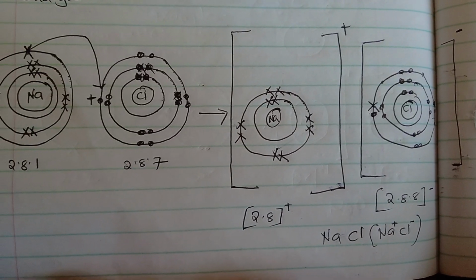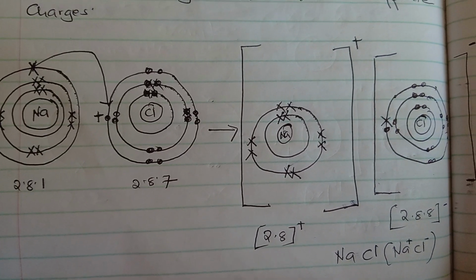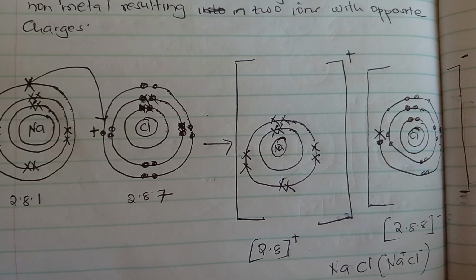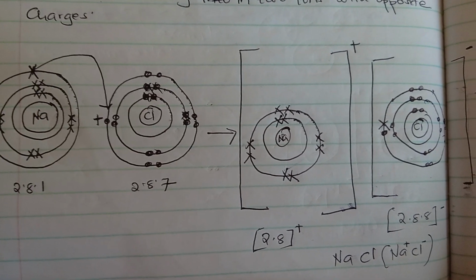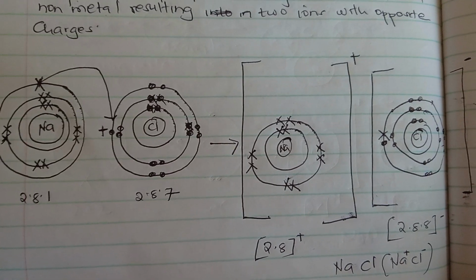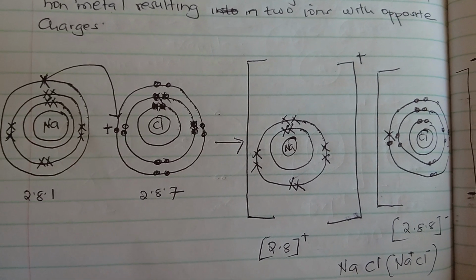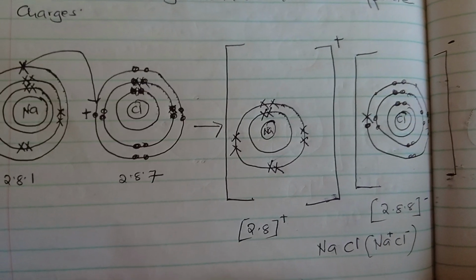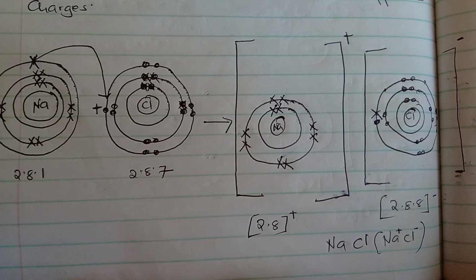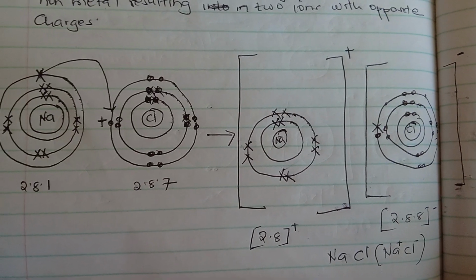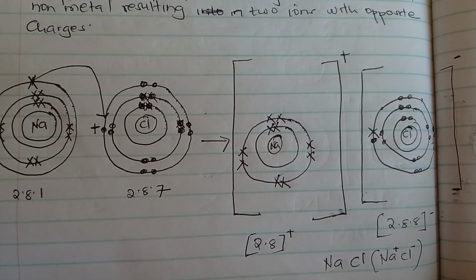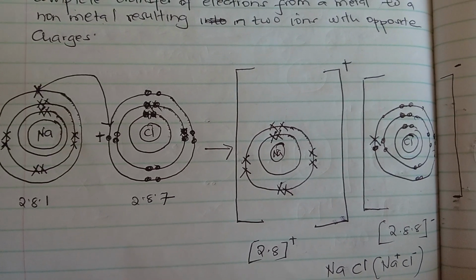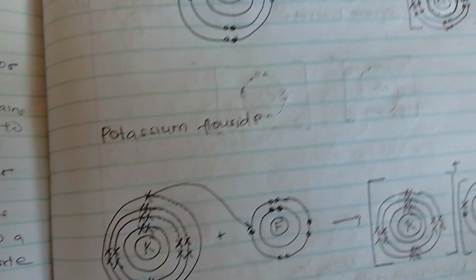You can see that sodium has lost its entire outer energy level because it has lost the electron that was there. Chlorine has gained an electron from sodium. That means that the electron has completely been transferred from the metal to the non-metal. The electron configuration of sodium is now 2.8, as it has lost one electron. For chlorine, it's 2.8.8 negative, meaning that it has gained one electron. And that's how sodium chloride is formed.